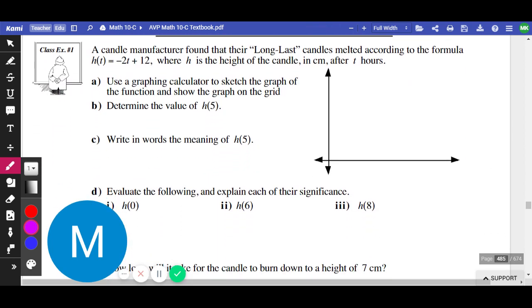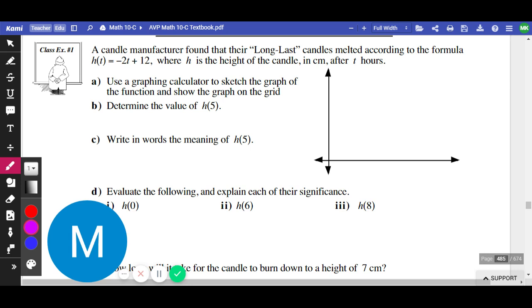What we're going to do today is look at a question that uses function notation. So, class example 1. It's going to be a good review of all the things we've done, like graphing and all that jazz. It says a candle manufacturer found that their long-last candles melted according to this formula.